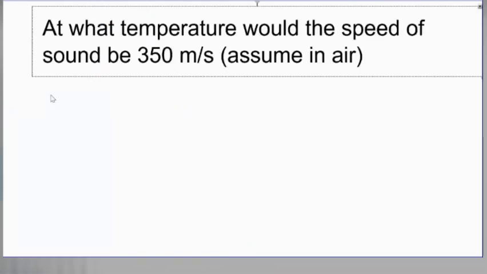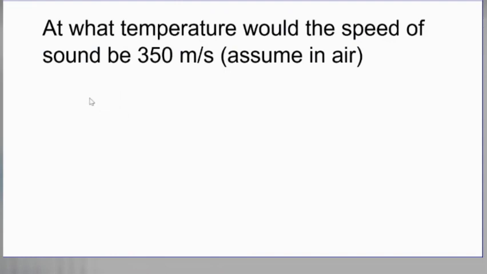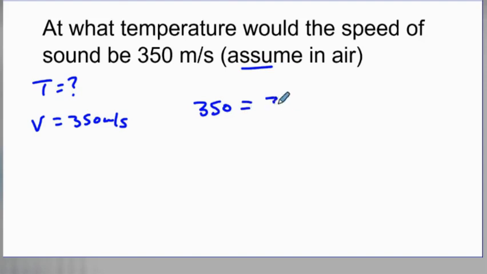Here I have a speed and I want to know the temperature. I know that the speed of sound is 350 meters per second. We're going to assume it's in air, and it's a good assumption to make unless we're told otherwise. So I know that 350 is equal to 331 plus 0.6 times the temperature. And I want to know, what is that temperature right there?